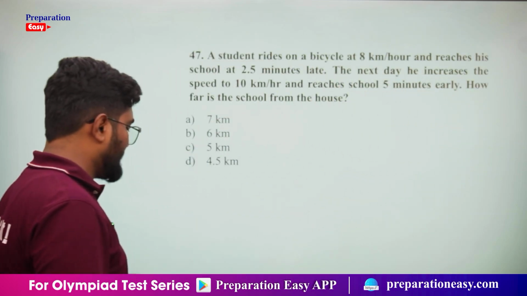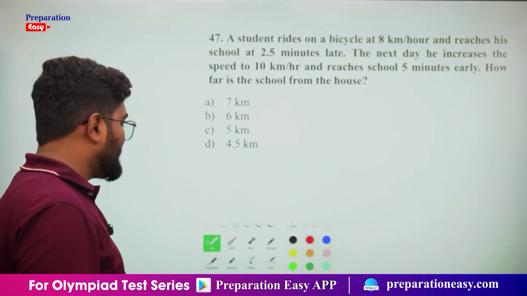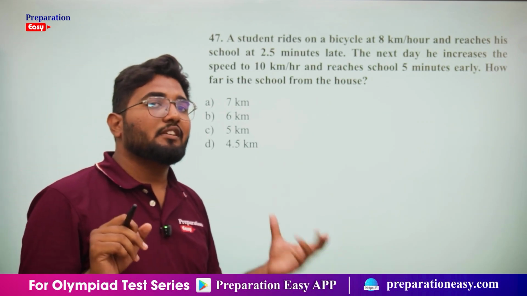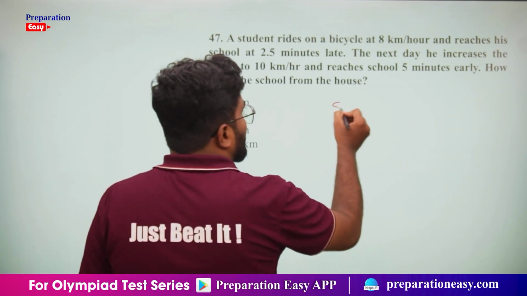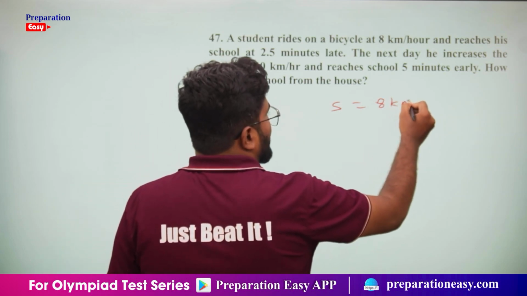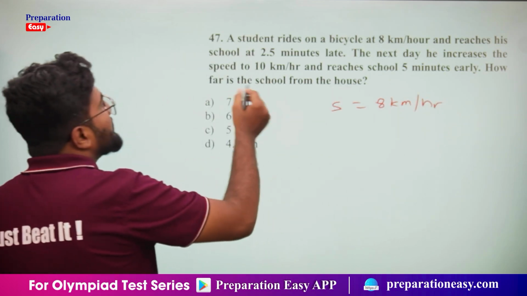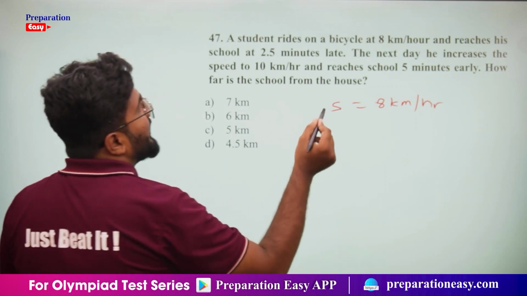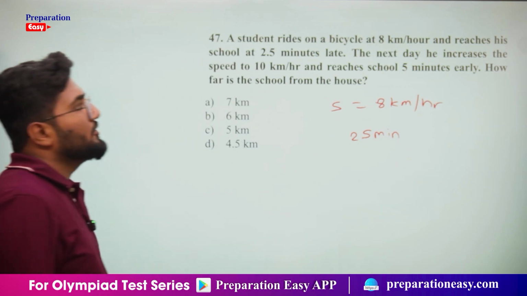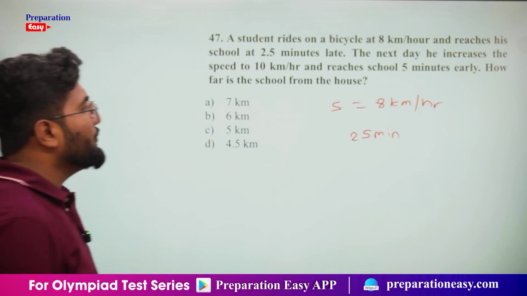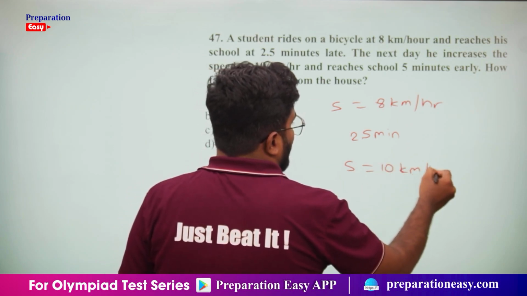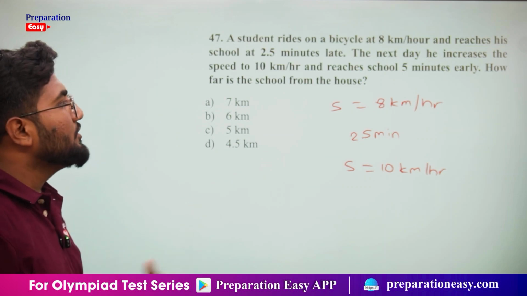Next question, question number 47. A student rides a bicycle at 8 km per hour. Given speed equals 8 km per hour. He reaches his school 2.5 minutes late. The next day he increases the speed to 10 km per hour, and reaches the school 5 minutes early.